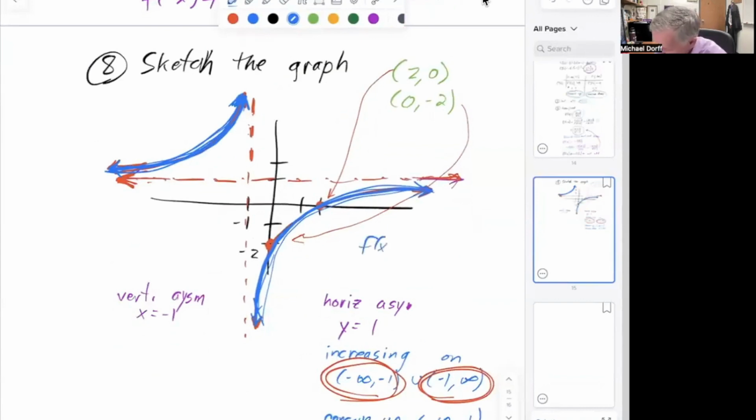And again, the original function was f of x equals x minus 2 over x plus 1. This is what the graph of it looks like.